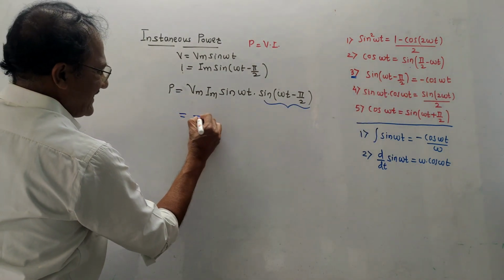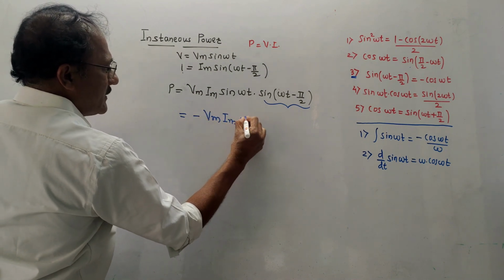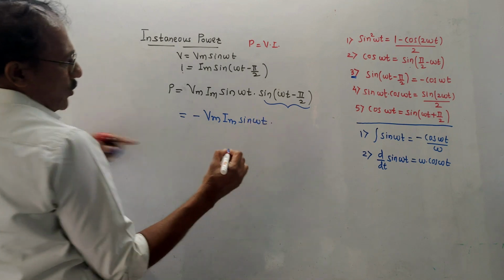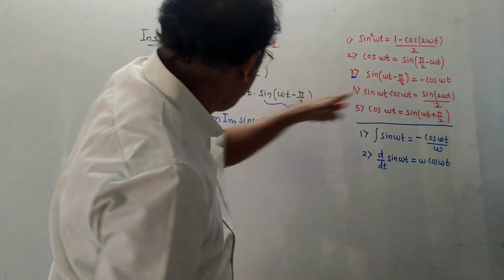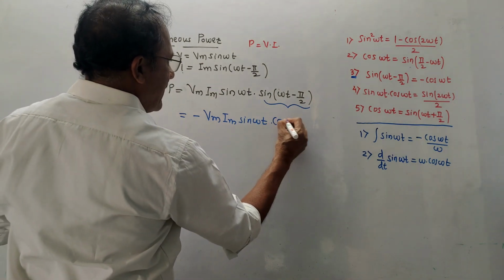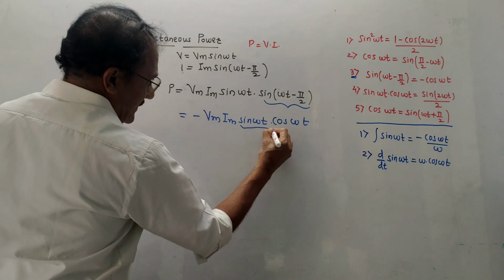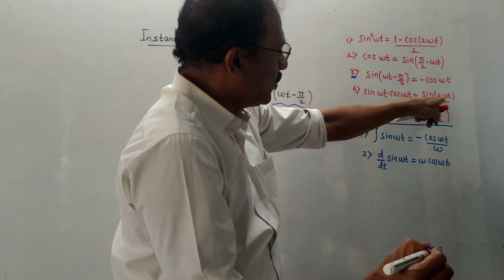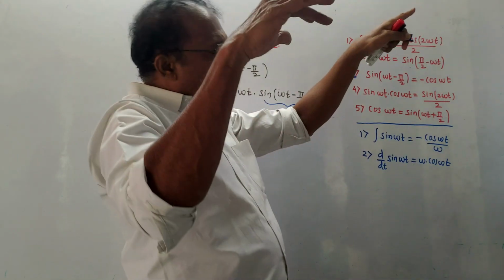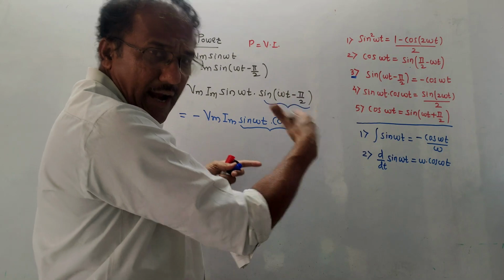So I will take the minus sign outside, and write it like this: Vm Im sin omega t into, see, sin omega t minus pi by 2 is minus cos omega t. I have taken the minus sign outside, so simply I will write cos omega t. Now for this term, sin omega t into cos omega t, we have one more identity: sin 2 omega t upon 2.